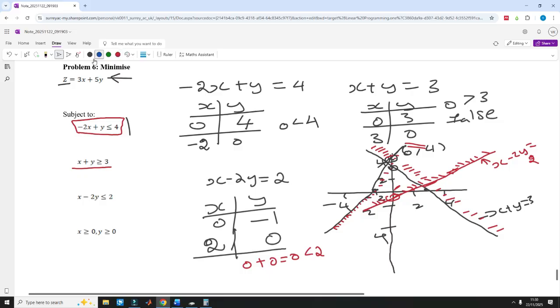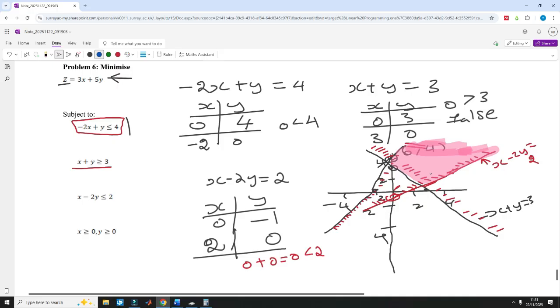Let me put blue color, or maybe use a highlighter. That's the common region, isn't it? Yeah. All the three constraints meet. And now we need to pick the corner points. You have to pick all the corner points with respect to the feasible region.